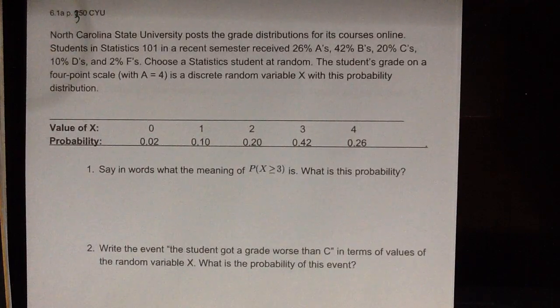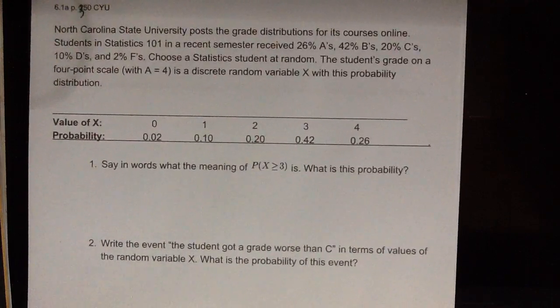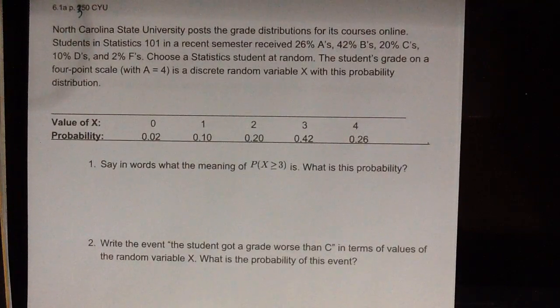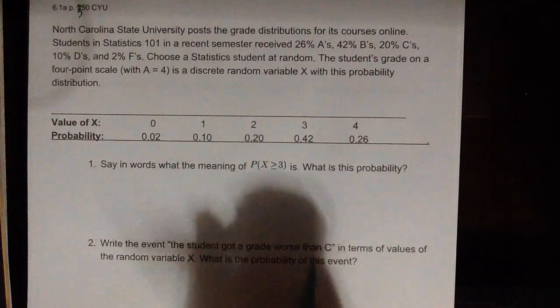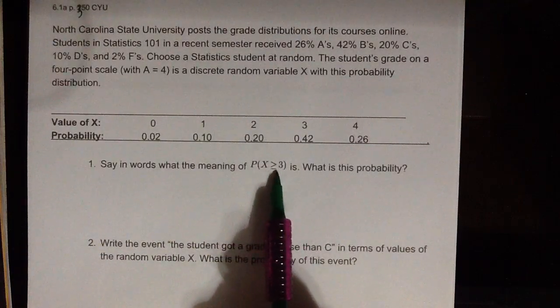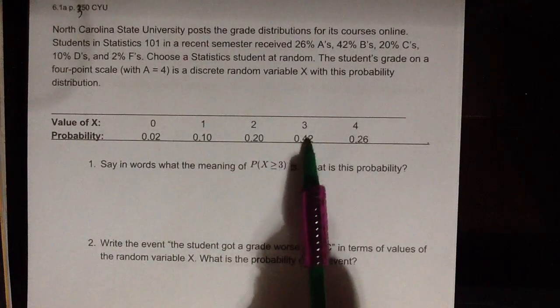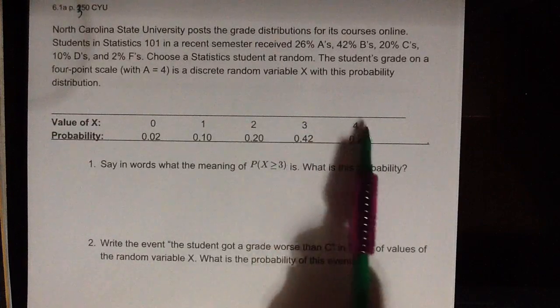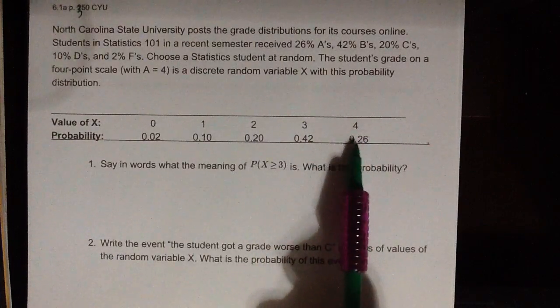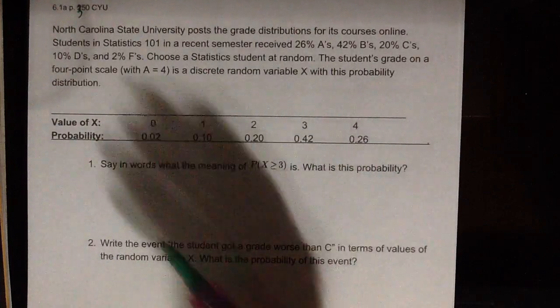So number 1 says, say in words what the meaning of probability x is greater than or equal to 3 is, and what is this probability? So we can see that probability that x is greater than or equal to 3 is these values here and these values here. So as far as finding that, we're just going to add those two together.